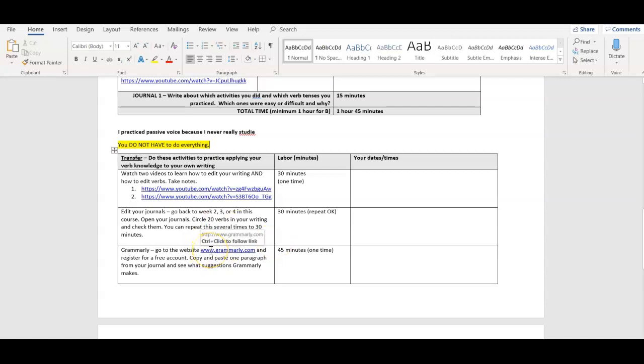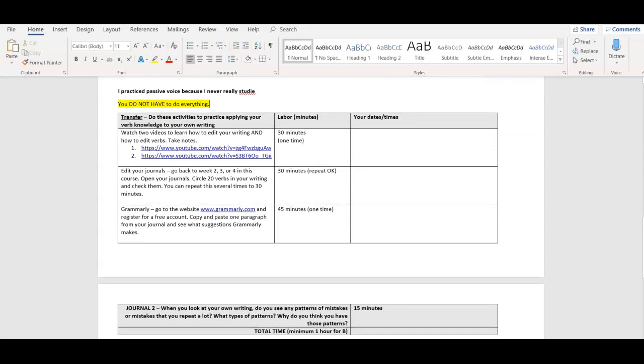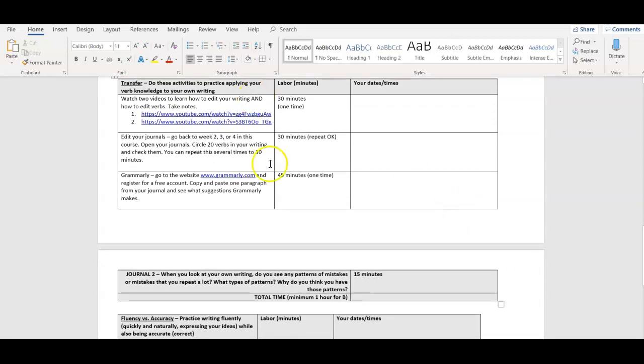You could also go to this website, Grammarly, and register for a free account. You can copy and paste one paragraph from your journal and see what suggestions Grammarly makes. If I have time, I will make a video about how to use Grammarly, but otherwise, I'm just going to trust you that you can Google it. At least try to do one of these, okay? So that you can get some time.